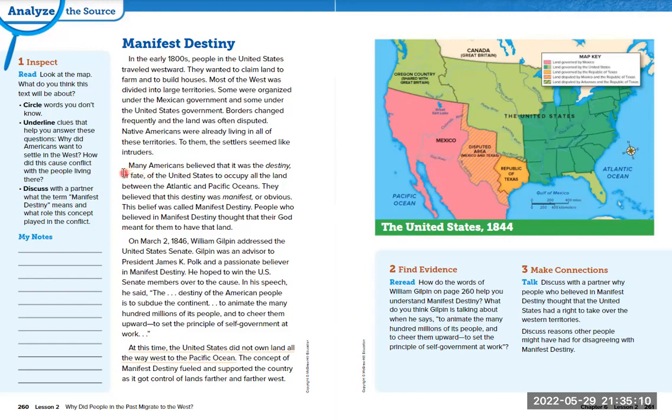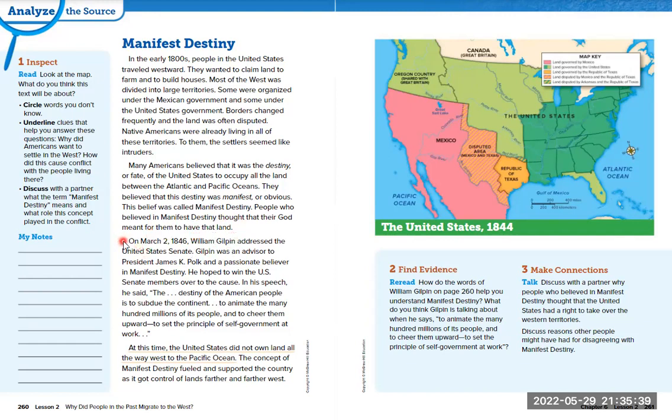Many Americans believed that it was destiny or fate of the United States to occupy all the land between the Atlantic and the Pacific Oceans. I want you to find where the Atlantic Ocean is and circle it, as well as the Pacific Ocean. They believed that this destiny was manifest or obvious. This belief was called manifest destiny. People who believed in manifest destiny thought their God meant for them to have that land.